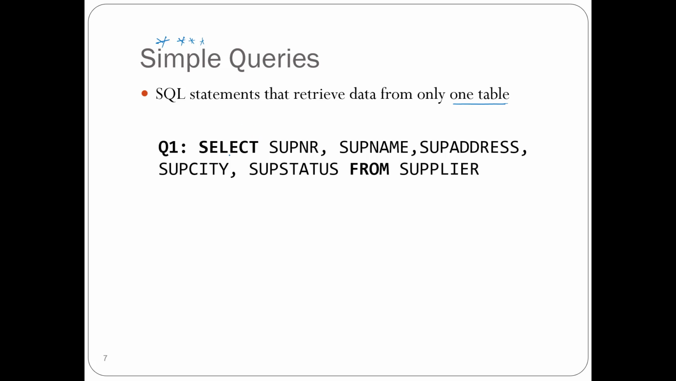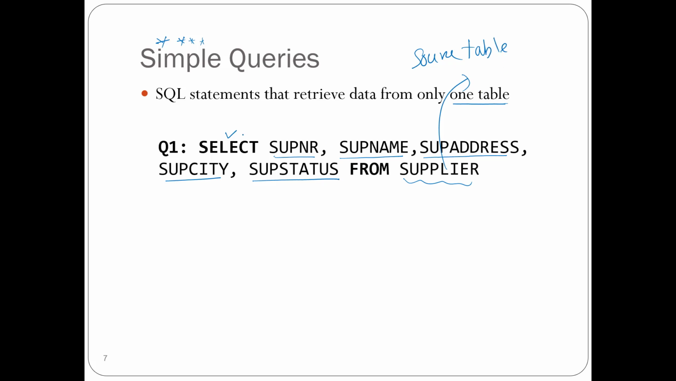So how do we write a select statement? The keyword select followed by supplier number SUPNR, SUPNAME, SUP address, and SUP city, SUP status. So these are the 1, 2, 3, 4, 5 columns for which we need the data. And how do we get that? We'll say select followed by the names of these columns for which we need the data. And the data is coming from the supplier. So supplier is our source table. So the select statement is that simple.